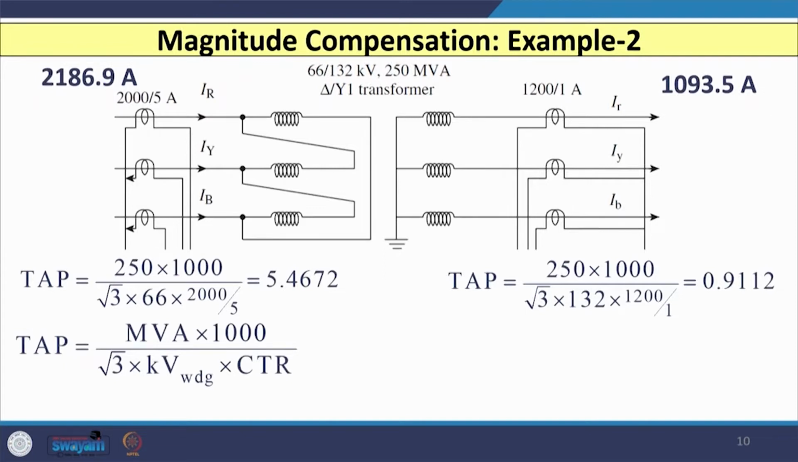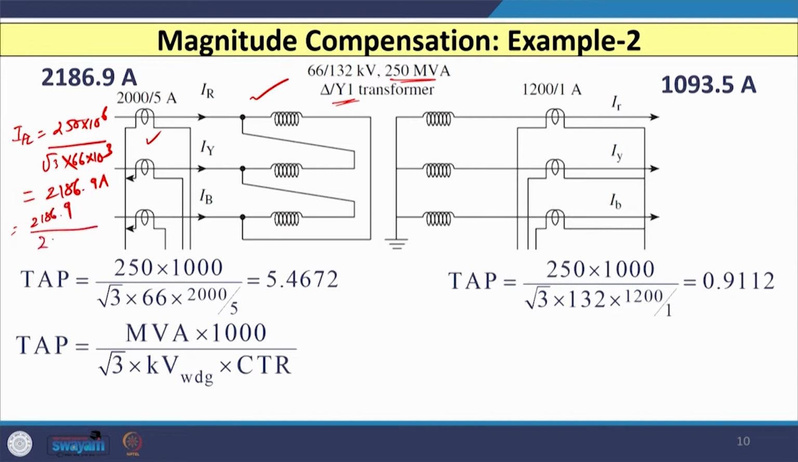In that case, let us say we use another transformer, 250 MVA, 66 by 132 kV, and this transformer is delta star 1. If I calculate the full load current in a similar way, on this side I will have the full load current, that is nothing but 250 MVA into 10 raised to 6 divided by root 3 into 66 into 10 raised to 3. So, you will have the value 2186.9 ampere, and if you again transform this current to the secondary side of this CT, you will have 2186.9 ampere divided by the CT ratio, 2000 divided by 5.